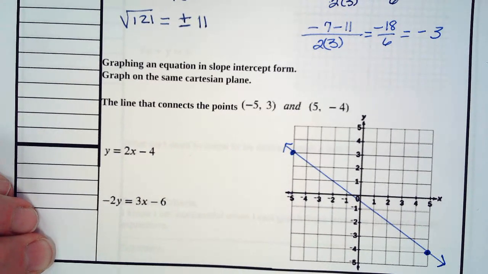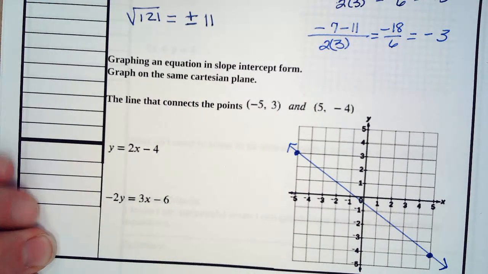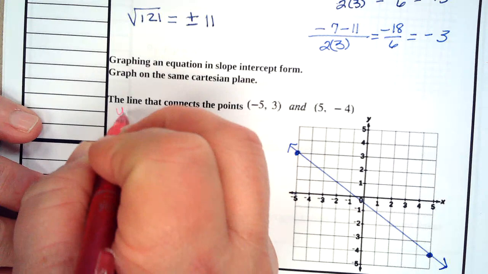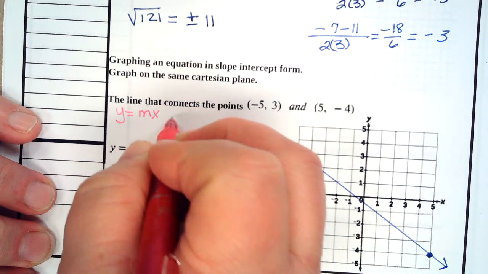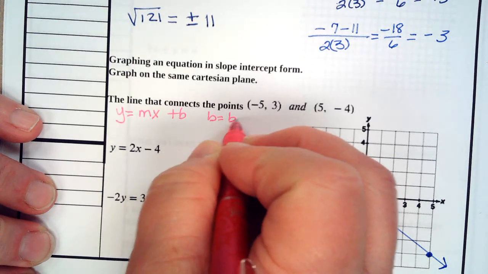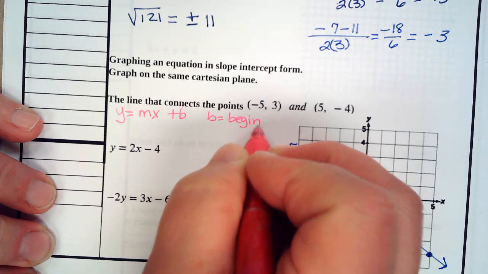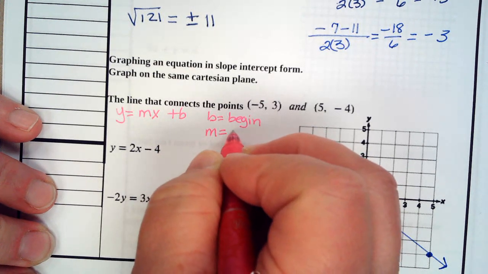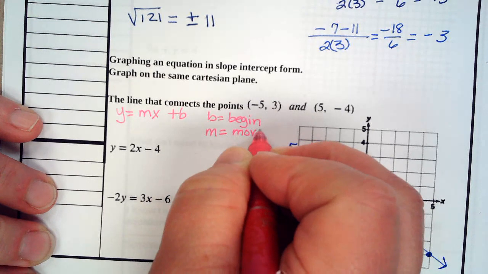Okay, for the next two, they are in that form y equals mx plus b. B stands for where you begin. M stands for how you move.